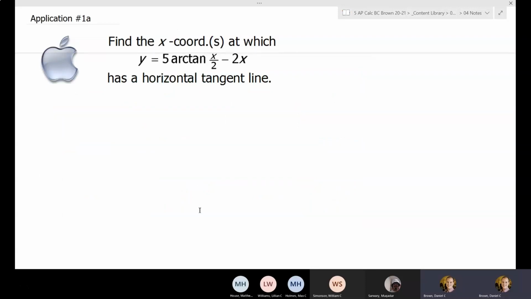So I have, let's find the x-coordinates at which the graph of y has a horizontal tangent line. If I'm looking for a horizontal tangent line, we know that that basically is going to mean that the derivative is equal to 0. So go ahead and find the derivative of that expression for me. I think the hardest part of these problems is not, again, taking the derivative, but often the algebra that comes afterwards with the simplifying and the solving.